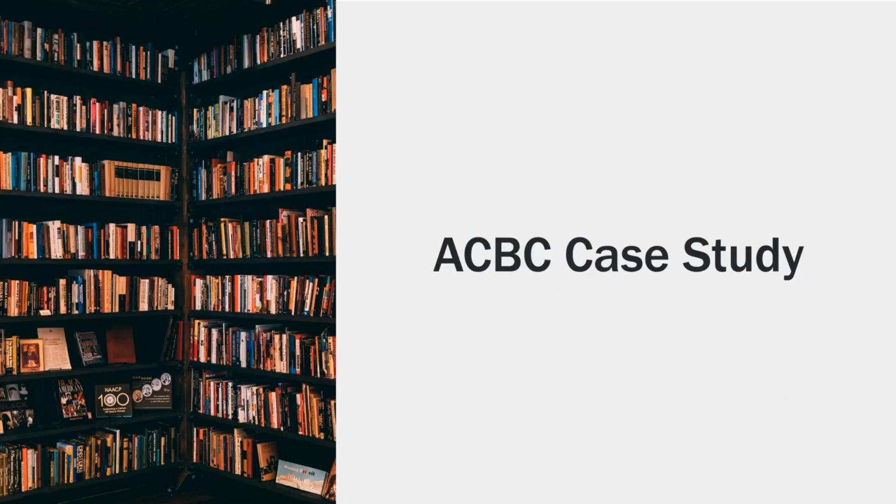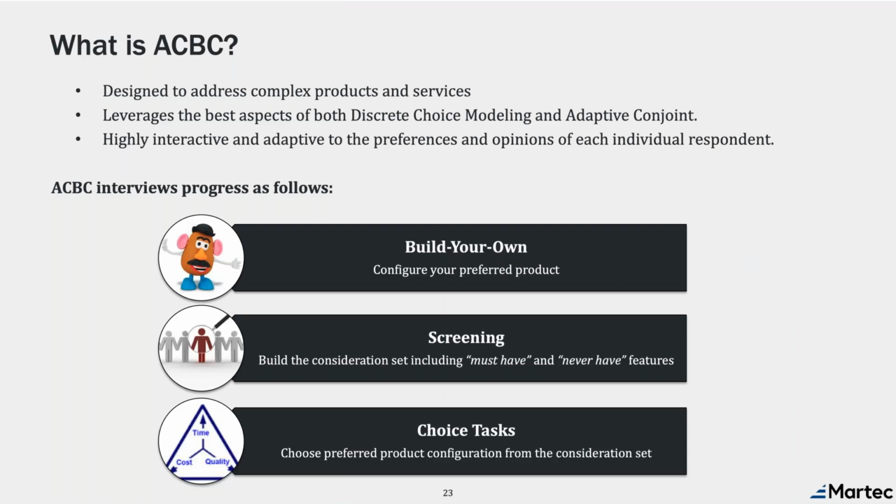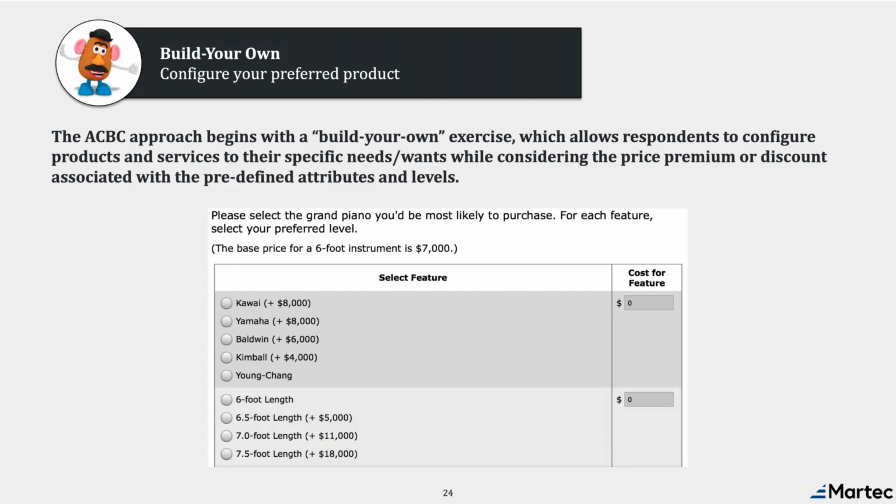For the ACBC, this one is definitely more complex and has multiple sections to the conjoint itself. So as I said, there's a build your own, then there's a screening process where certain attributes, maybe they have, it must have this or it can never have that. Certain attributes become more or less important through this screening process, and then they go through a series of choice tasks. So the build your own literally takes each attribute and each level within each attribute and asks the respondent to select one. This can be done with or without dynamic pricing.